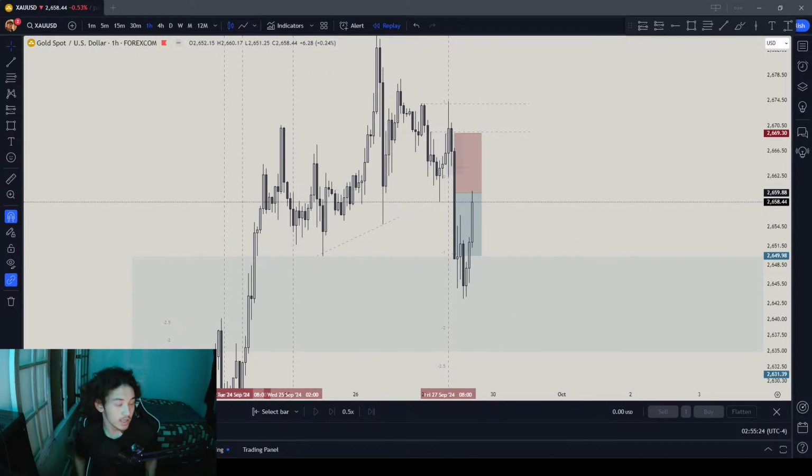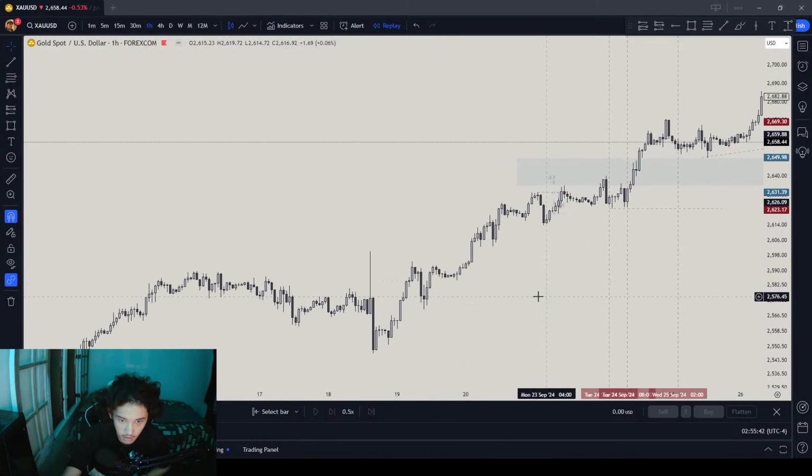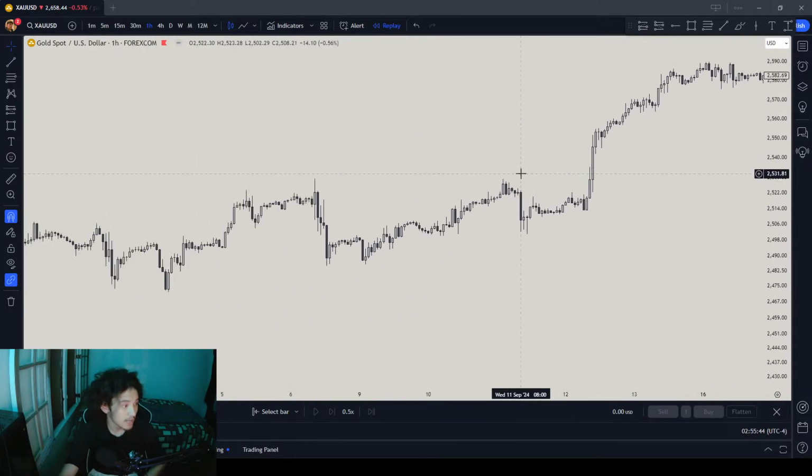This is my weekly market recap. This week was a good week. I hit a 1.5 RR on Monday, and on Friday I had my bias wrong, so I lost 1 RR. This week was a good week because I learned something new.